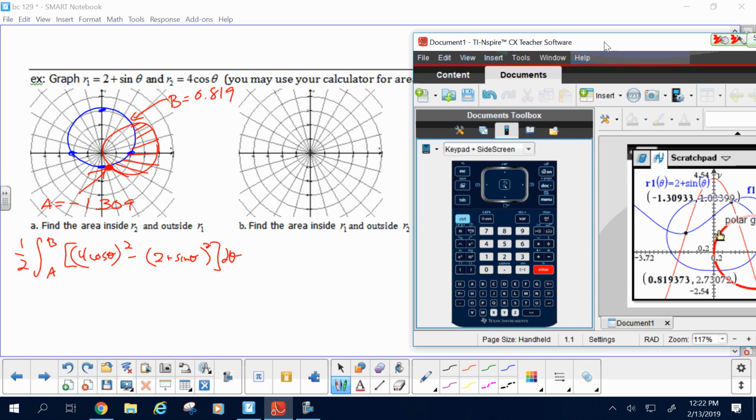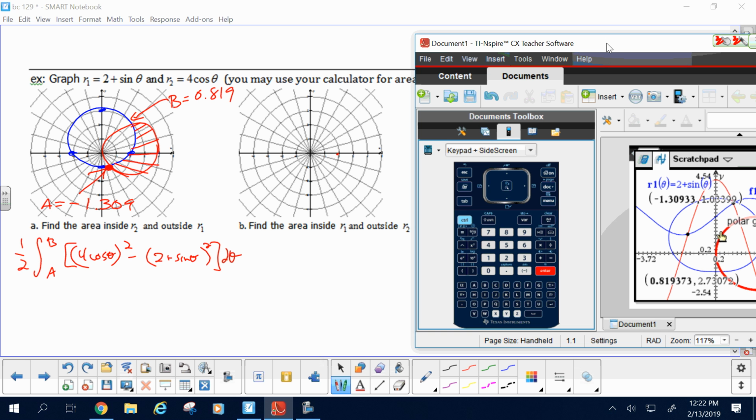Let's go to the next idea. Same graphs, 2 plus sine theta and 4 cosine theta. I did this one in blue. Limaçon, terrible limaçon, but limaçon nonetheless. Circle. All right, area inside r1, outside r2, which means inside the limaçon, outside the circle. Drawing spokes out from the origin, kind of like a bicycle.